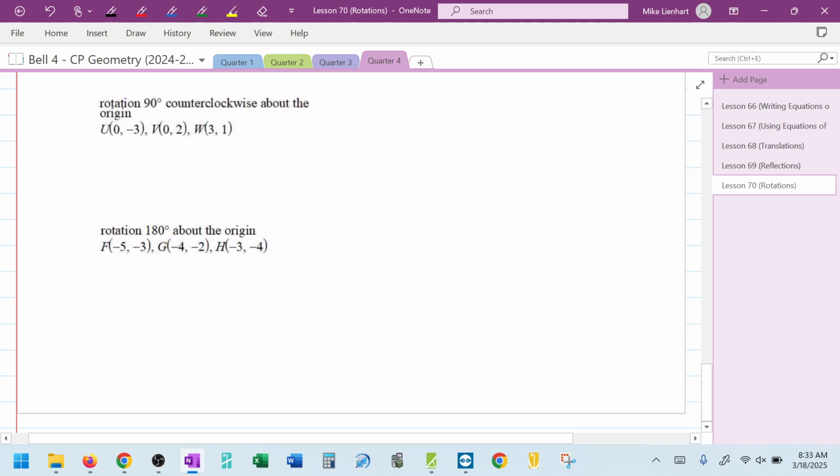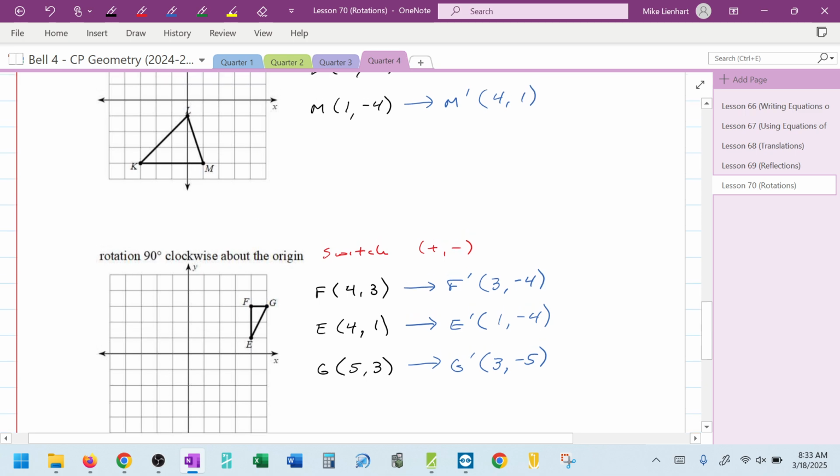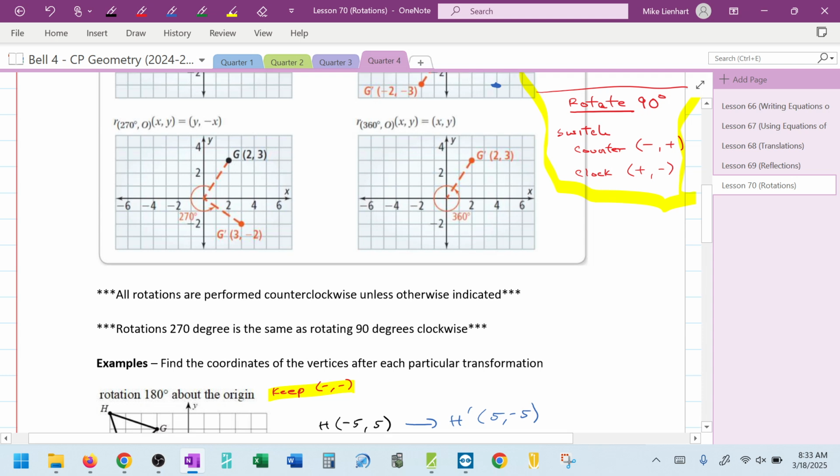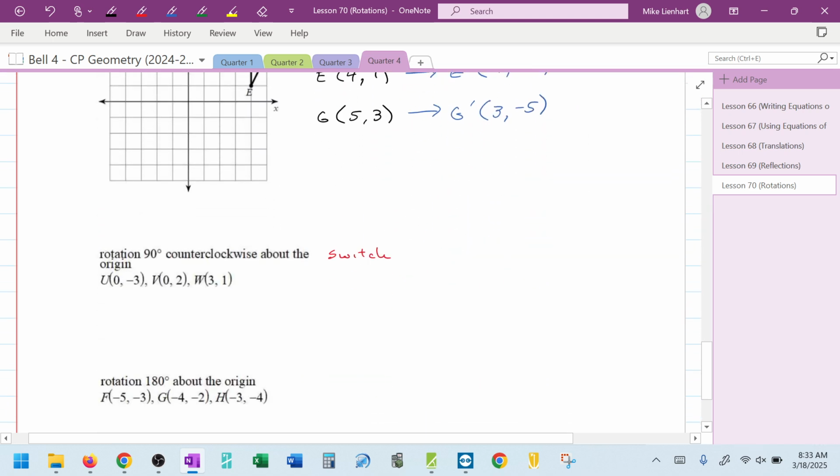What if they don't give us a picture? Well, for us, knowing our rules should actually make it easier. So when they rotate 90 counterclockwise, let's remember what we're going to do. 90 tells me to switch. Counterclockwise, again, what does it mean? Let me go all the way up here. Counter: opposite, keep, opposite, keep.